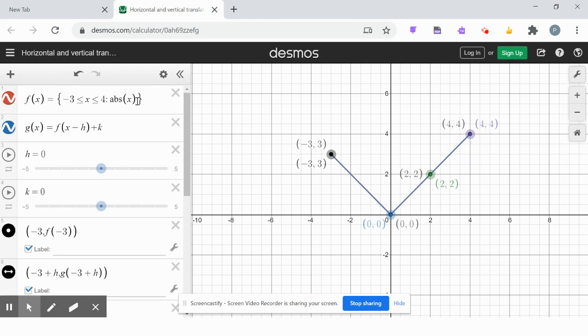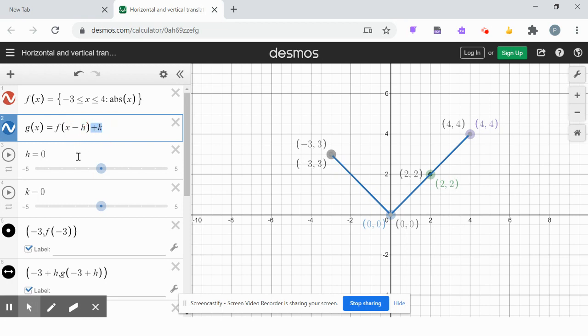Don't worry about this stuff over here. There's a restriction on the domain, but we have this function called the absolute value of x, which is going to give us this V-shaped graph. I restricted it to x values from -3 to 4, and this is our f of x. For g of x, g of x is going to be a transformed function with f of x as a base function. So what we're saying here is we have f of x minus h, that's this part right here, and then we have this plus k part right here.